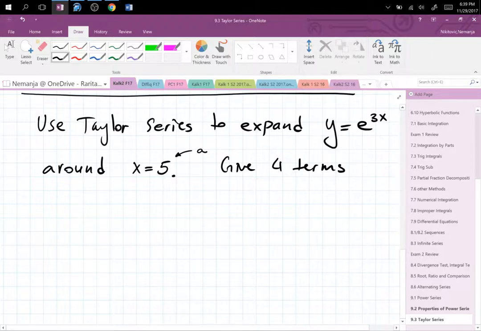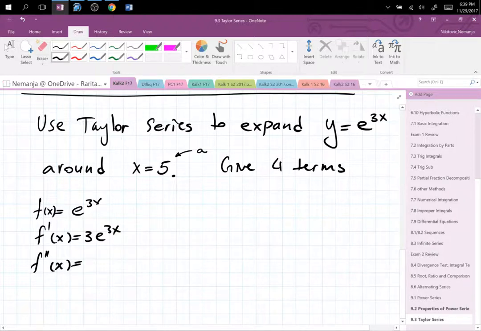So what do we do? Well, we know that we need derivatives. So we are going to say that y, which you can call f of x if you want, is e to the 3x. Then f prime is 3e to the 3x. Then f double prime is 9e to the 3x. And f triple prime, you can also use the parenthesis notation, is 27e to the 3x. So these are the 3 derivatives.